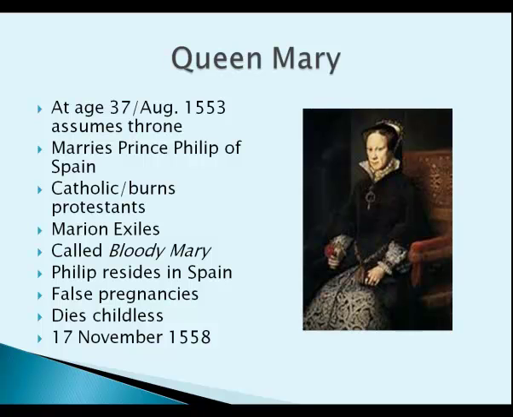Philip stays in Spain, and I have read some of the letters that she wrote to him. She was madly in love with this man. She begged him to come back. Meanwhile, she starts having false pregnancies. Her stomach would swell, her breasts would swell, and it looked like she was pregnant until we get to the time of having the baby, and then there would be no child. So she dies childless, just 4 years into her reign.